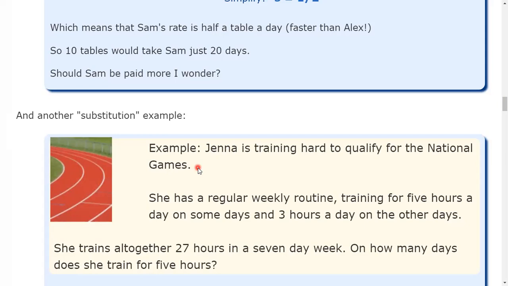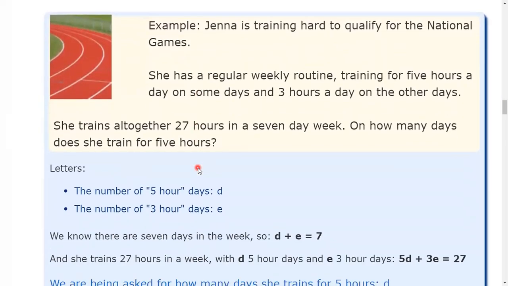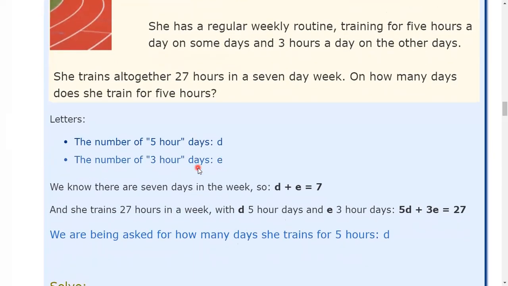Okay. Now let's see. The number of 5 hour days is D. The number of 3 hour days is E. So this is just the replacement of the letters. We know that there are 7 days in a week. So D plus E is 7.